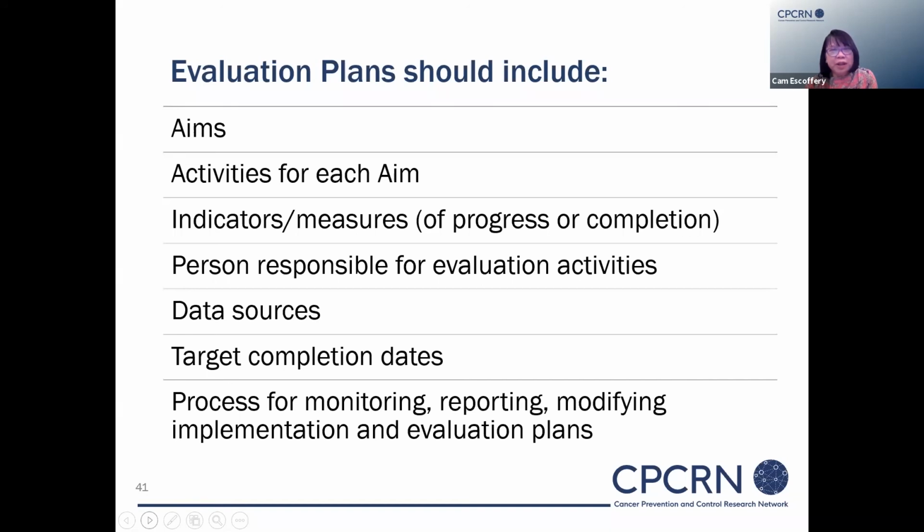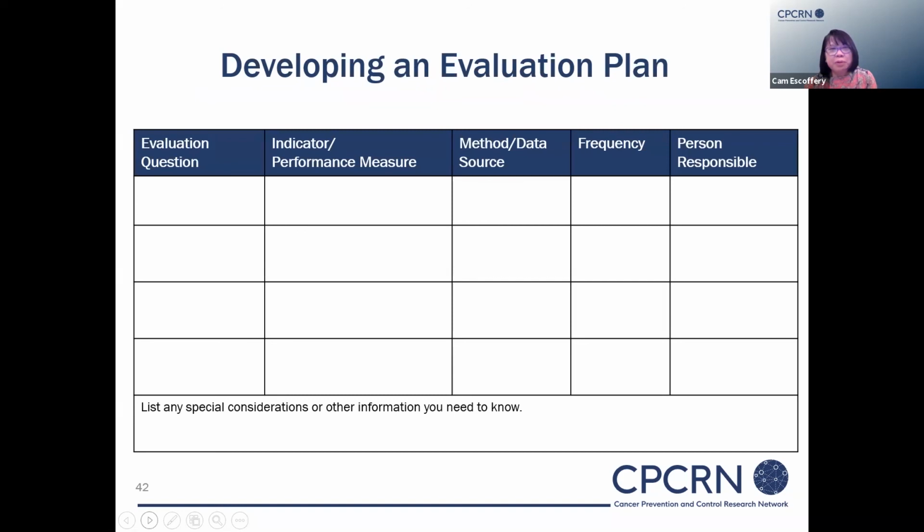From what are your evaluation aims, to what are the activities needed to collect the evaluation data for that evaluation question, the indicator, the person responsible for the evaluation, the data sources, and of course, when you want to collect those data. So this is an example, and we also included in your handouts a blank form that you can modify. But basically, for each evaluation question, you could even subdivide this or create two tables, one for process indicators, which is what I typically do, and then one for outcome evaluation questions.